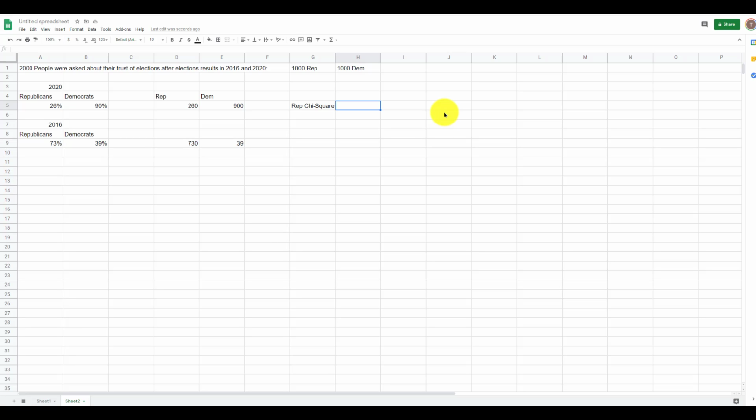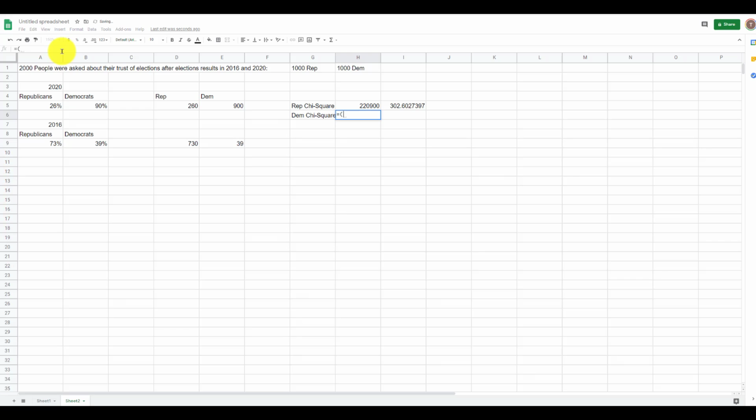So in this case, I'm not adding them together and finding the 50% mark. Instead, I take my observed data of 260 Republicans, and I subtract the expected outcome if the null hypothesis was true that there was no difference, which is 730 people. We then square that, and now we take that result and divide it by my expected data of 730.